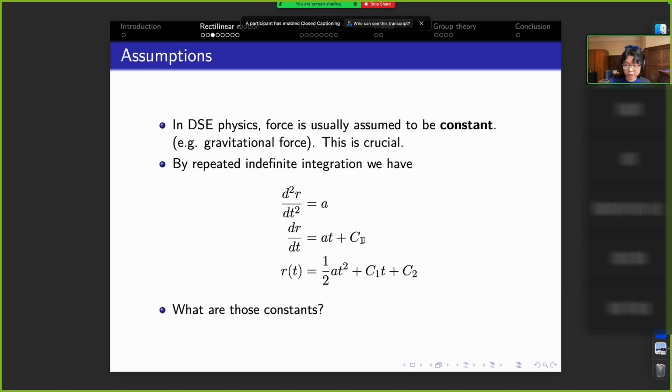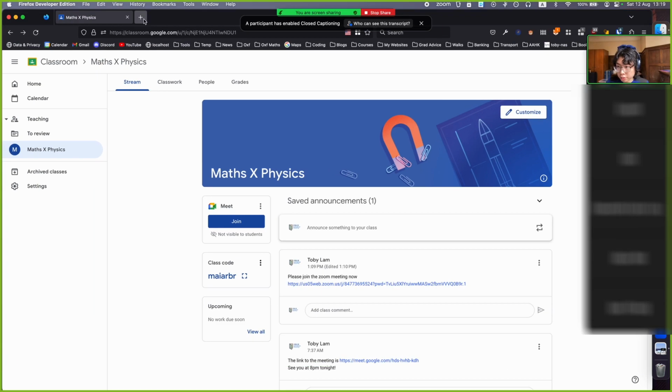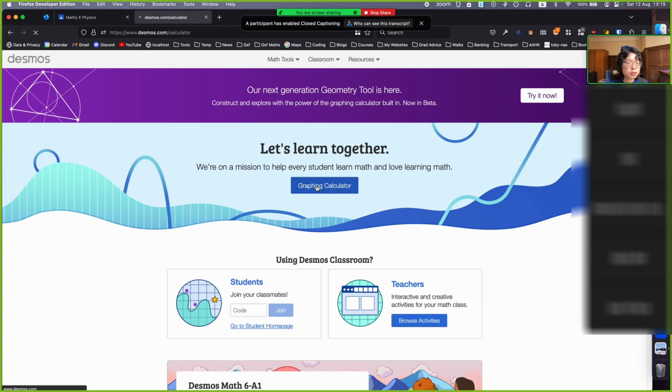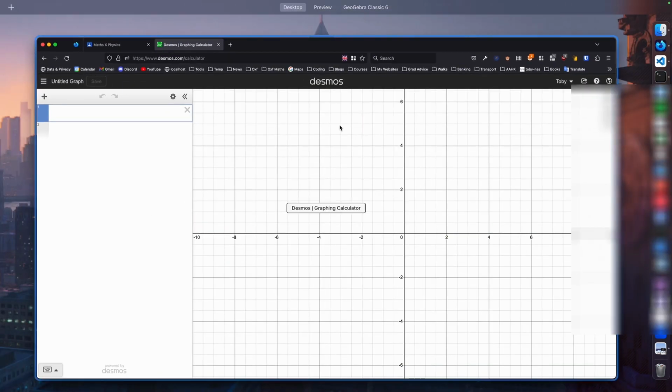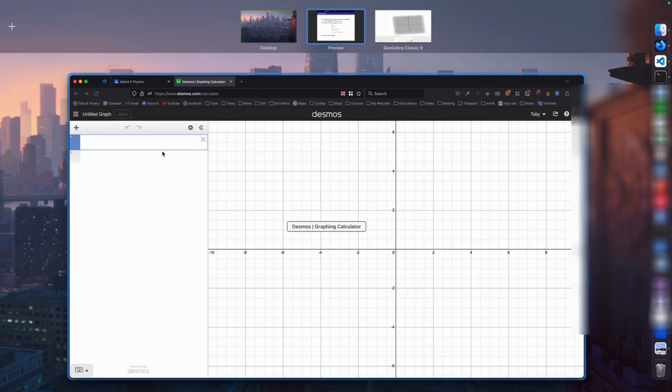Well, the first thing that we can probably do is go to Desmos. This is something that we recommend people to do whenever you're doing physics or mathematics in general, is to just go to Desmos and play around with what's going on. So in here, I said that r(t) is 1/2 at squared plus some constant t plus some constant. So maybe we can write it down in here.